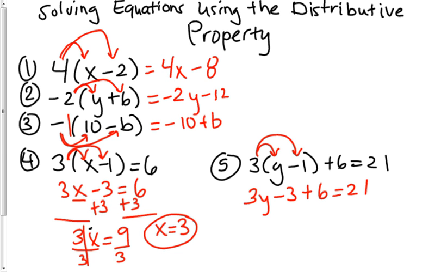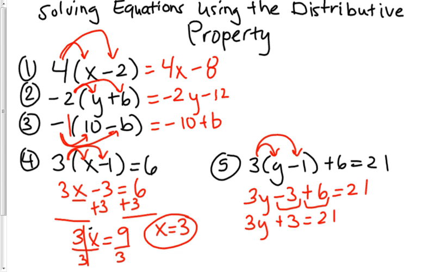Before we start moving stuff to the other side, we want to look, do we have any like terms? Can we simplify on one side? And we do. We have a negative 3 and a plus 6. So negative 3 plus 6 will be simplified down to a positive 3, and that's going to equal 21.